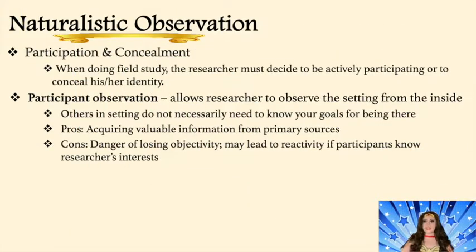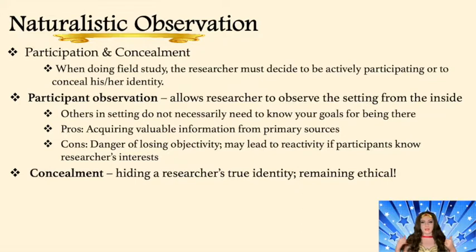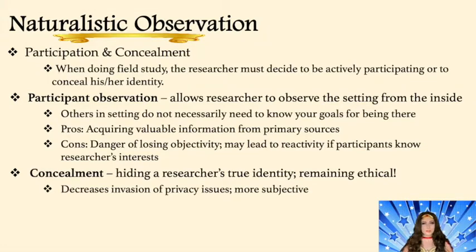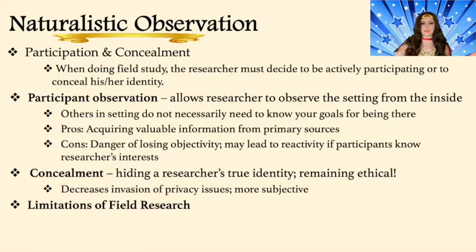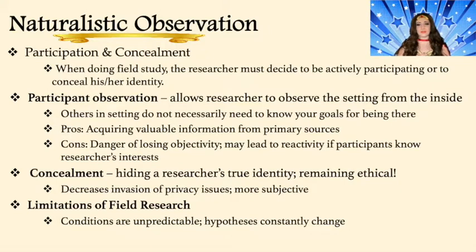Now, the second factor, concealment, is basically to hide. In concealment, a researcher is hiding his or her true identity, but of course, in the most ethical way possible. This allows you to decrease the invasion of privacy issue, and it also allows you to remain more objective. Some limitations of this field research is that the conditions are really unpredictable. If you are going out into a particular social setting and you want to observe particular behaviors, it's really hard to predict what types of events will unfold because you don't have this experimental control.